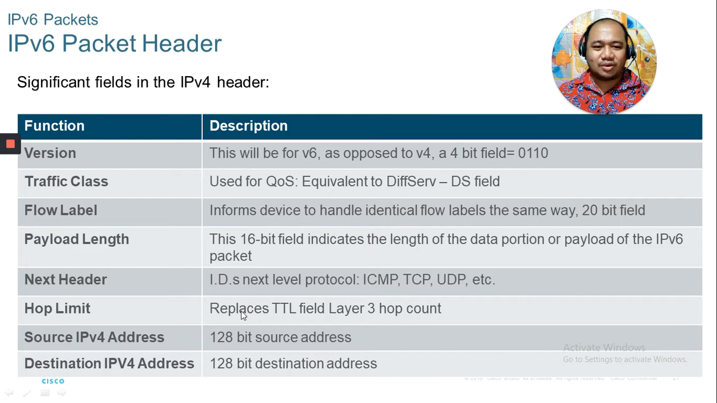Okay, version. Why is this 0110? Because this is 1, 2, 4. 2 plus 4 is 6. That is IP version 6.